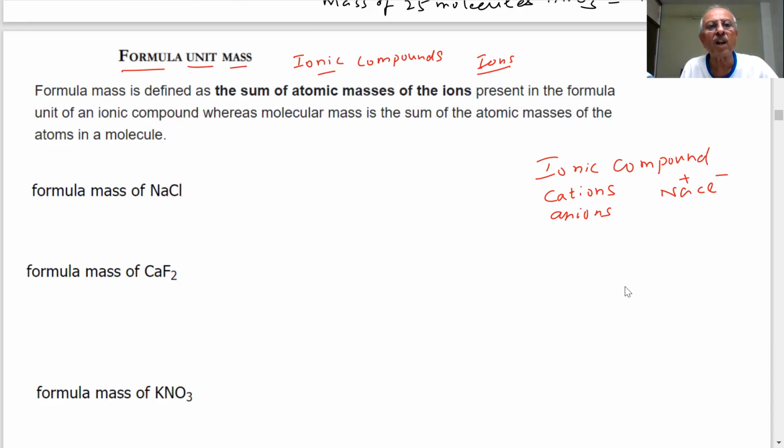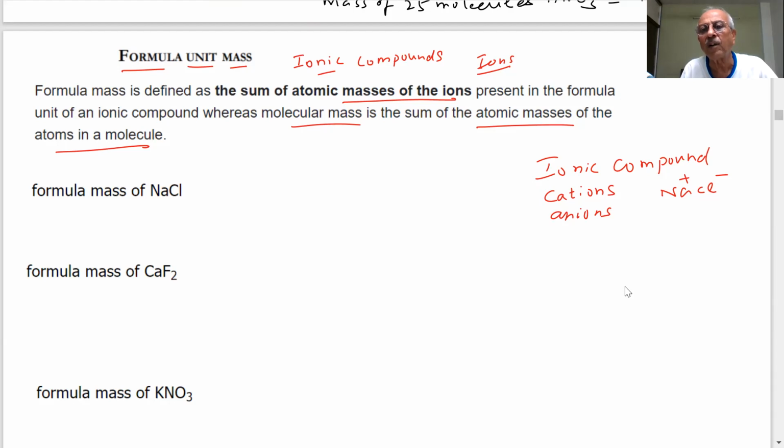Okay? So formula mass is defined in such cases when you have an ionic compound, and the sum of the atomic masses of the ions present in the formula unit of an ionic compound is called the formula unit mass. Whereas molecular mass is the sum of the atomic masses of atoms in a molecule. Formula unit mass is the sum of atomic masses of ions present in the formula. In this, there are ions.